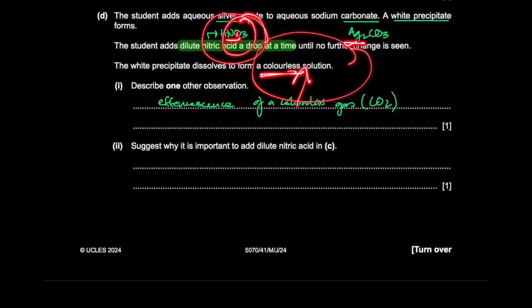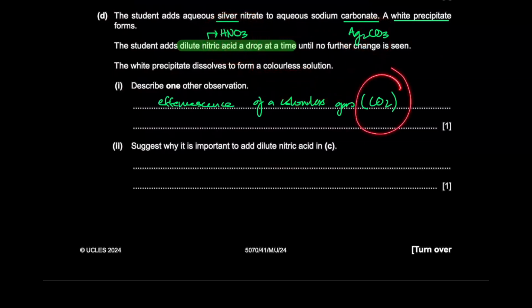will not form a precipitate with nitrate. Silver will not form a precipitate with nitrate, and the carbonate will react with the H plus to form carbon dioxide. So that's why we don't add hydrochloric acid.